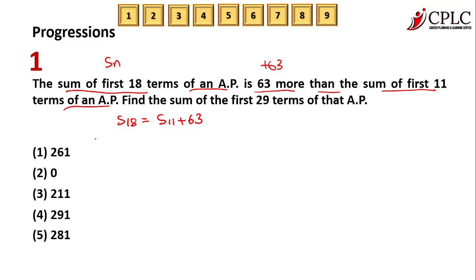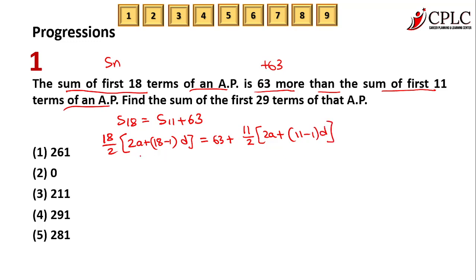So let's substitute the value of Sn using the formula of AP, which is n by 2, which is 18 by 2, into 2A plus n minus 1 into D, which is 18 minus 1 into D, and it is 63 plus S11, again the formula n by 2, 2A plus 11 minus 1 into D. So when you solve this, this becomes 9, this becomes 2A plus 17D. And what we can also do is take this 11 by 2 on this side.